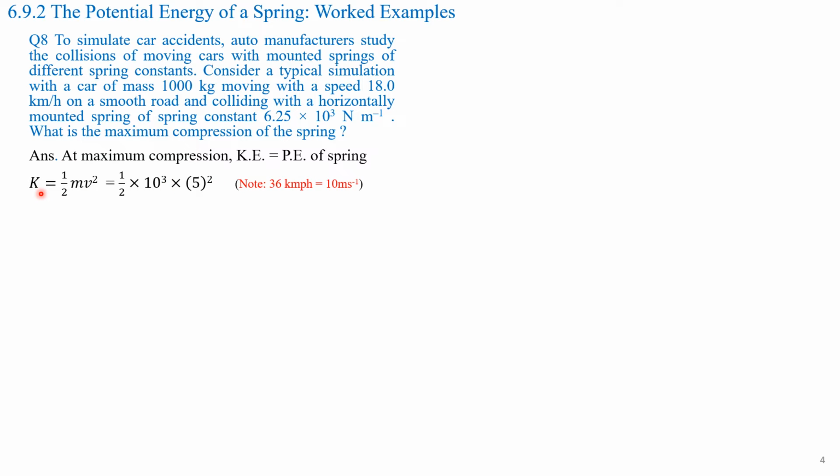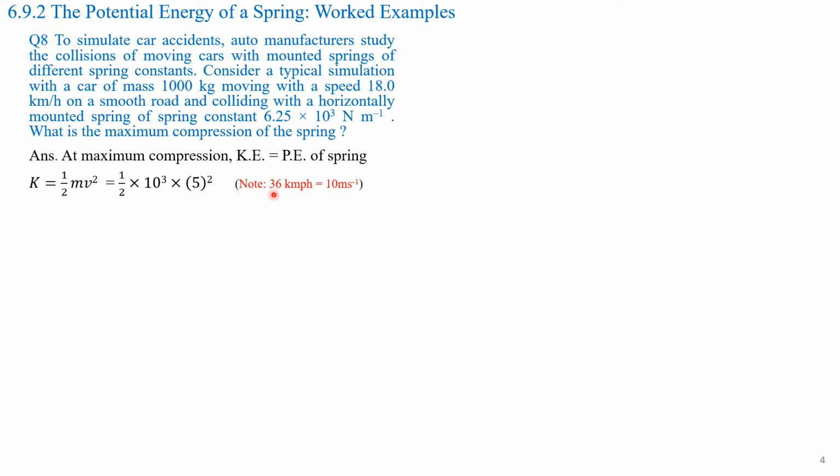We know kinetic energy K is given by half into mass into velocity squared, half m v square. So that is equal to half into mass, which is 1000 kg, into v. The speed is given as 18 kilometers per hour, but when we convert it into meters per second, it is 5 meters per second.